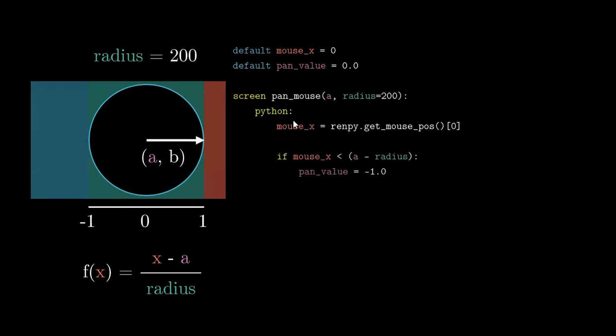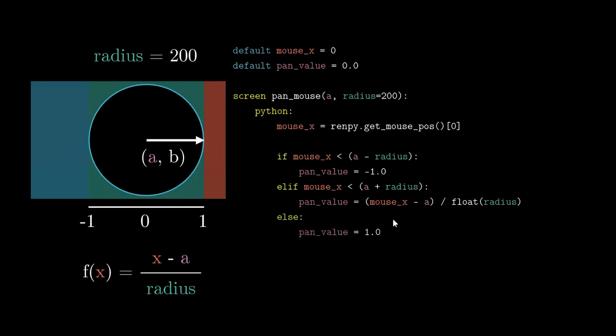Right, the first is the left side. Pretty much is when the mouse position is the center minus the radius, which always equals -1. And in the circle area, which is when the mouse x coordinate is less than the x center plus its radius, we use the formula we got earlier to determine our pan value. And for the right side, it will always be 1. There won't be anything else.